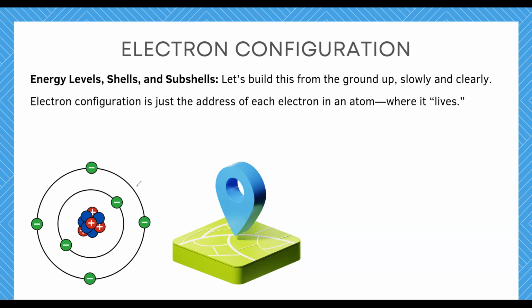All right, in the absence of any other trial, let's proceed. I'm going to be breaking this down step by step, okay? So I just want you to relax and enjoy every bit of what I have for you. We're going to be building from the ground up, slowly and clearly. First things first, the electronic configuration is just the address of each electron in an atom, where it lives.